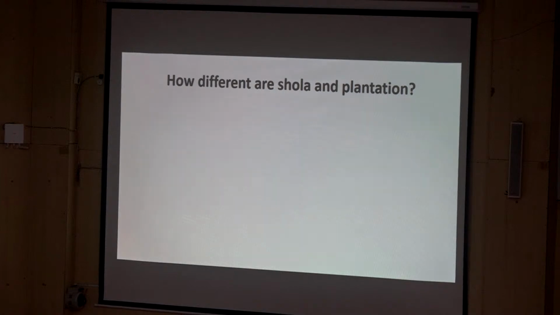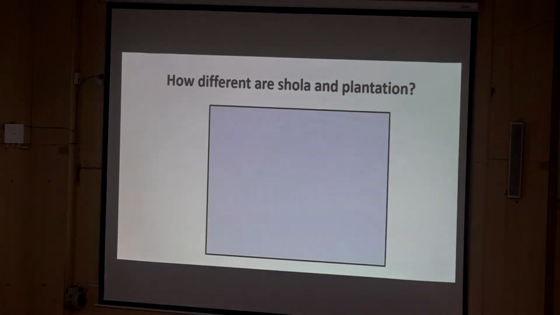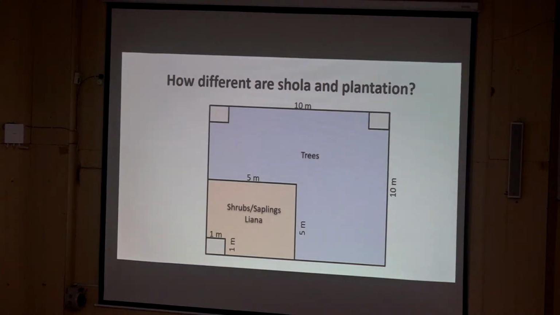We all know that the shola forest and the plantations are very different from the photos themselves, but how much are they different? To find that, we did vegetation sampling. We took a plot of 10 by 10 meters, and inside that we counted the number of trees and measured the height and girth of the trees. We also took 5 by 5 meter plots, and inside that we measured the number of shrubs and lianas. And in 1 by 1 meter plots, we collected data on herb density, grass cover, and leaf cover.